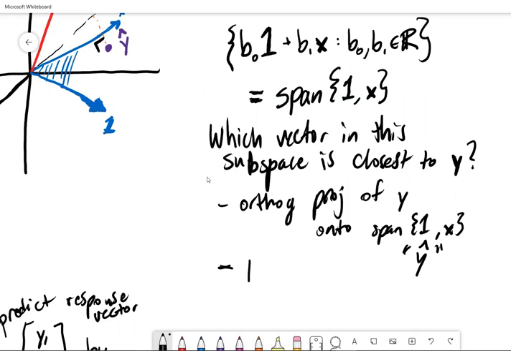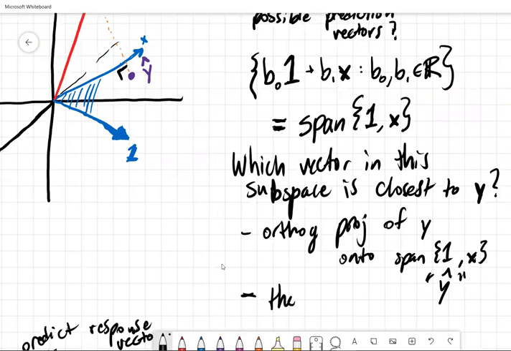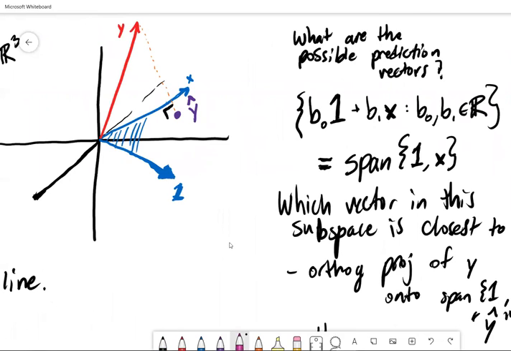So it has coefficients of 1 and x that produce y hat. Let's draw that first. There's some linear combination of the 1 vector and the x vector that leads to y hat, that makes y hat be the prediction vector.